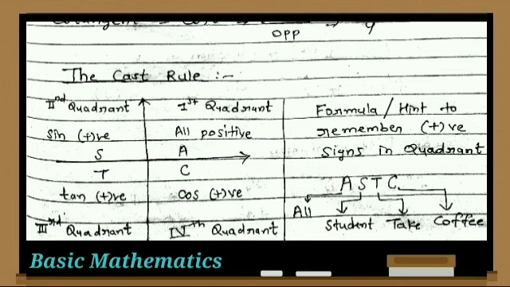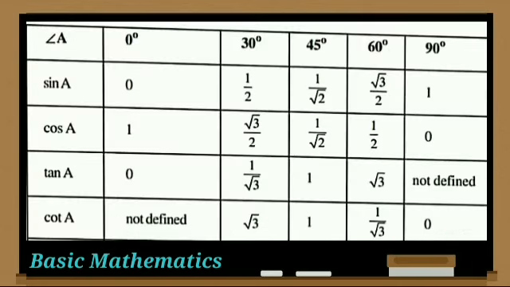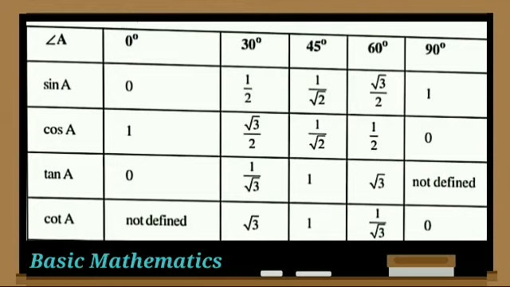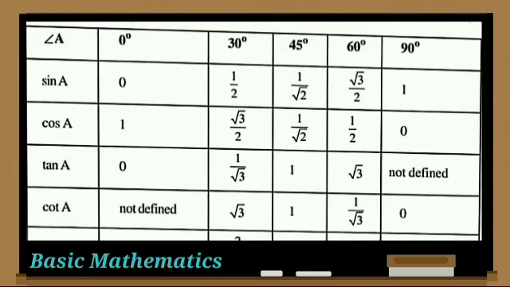Okay, now let's move further. Here is the table in which there are six functions and the angle is given, that is angle A, and A is provided as an input in the various functions: sin theta, cos theta, tan, cot.